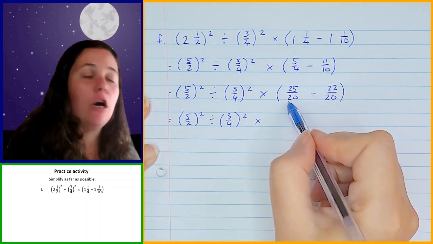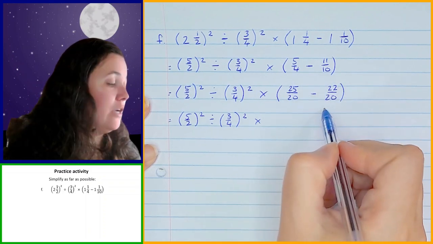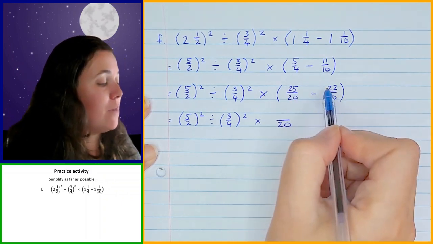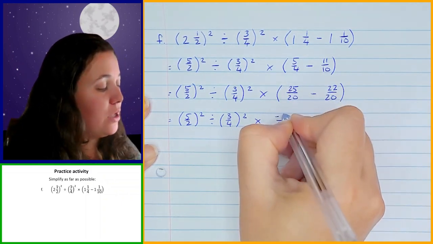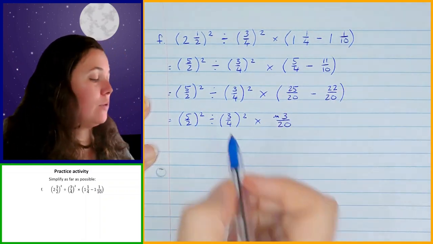Over here, I now am going to simplify my fractions that are being subtracted. They already have the same denominator now. So the denominator stays the same, but I've got 25 minus 22, which gives me 3. Okay.